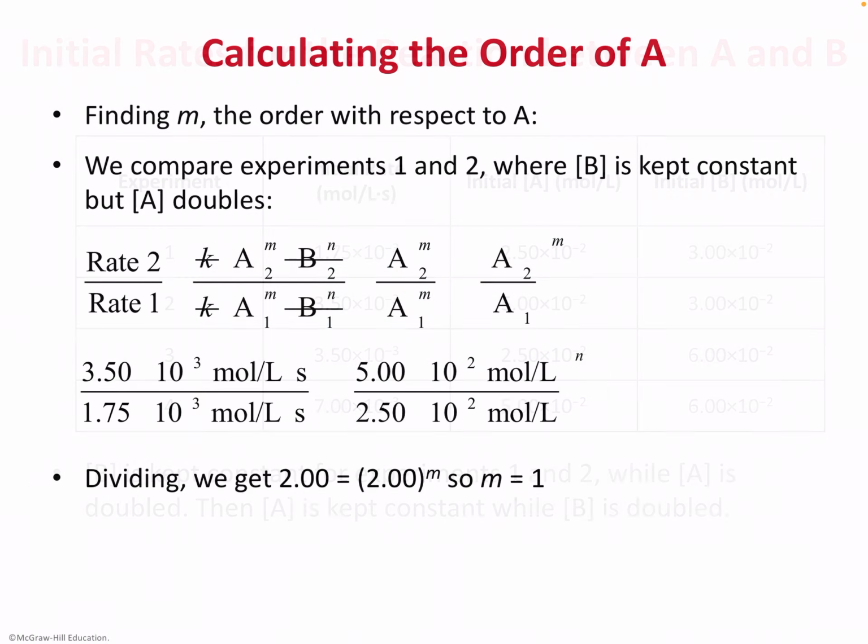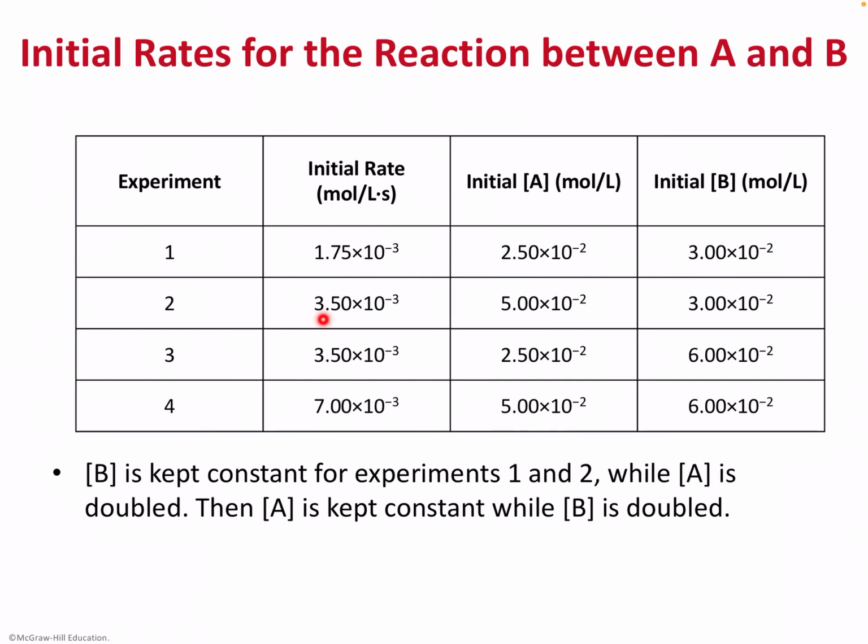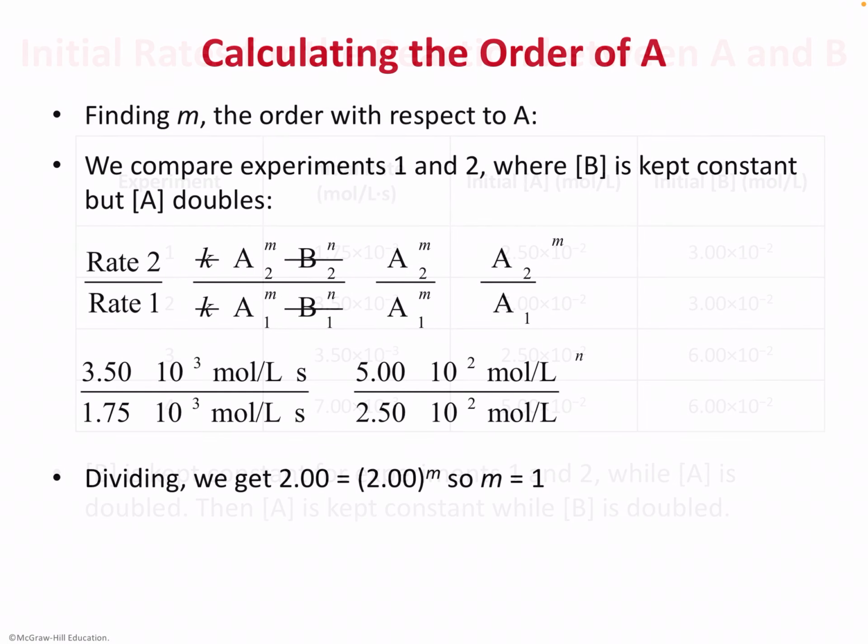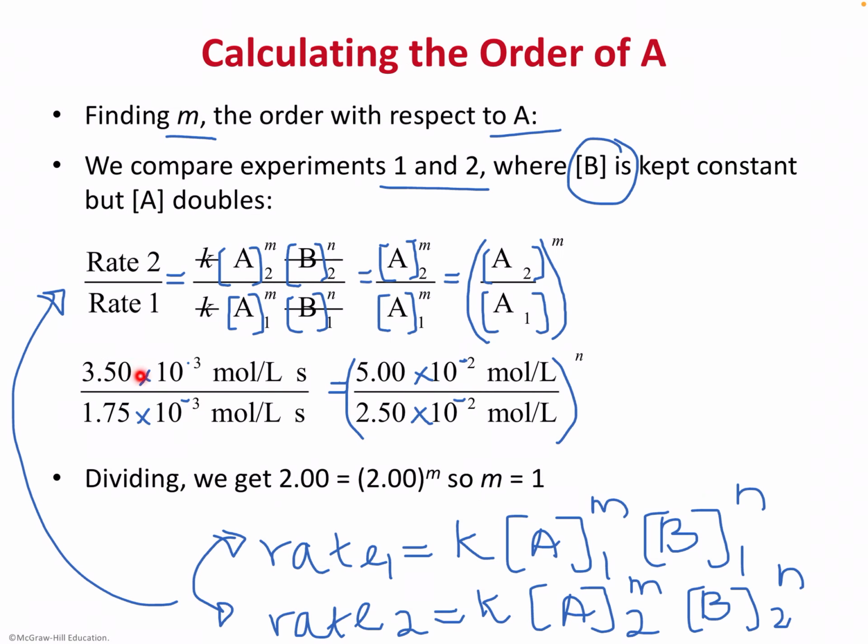And rate 2, remember the rate 2 from here? Initial rate 2 is 3.50, rate 1, 1.75. Concentration of A for experiment 2, 5 into 10 to the negative 2. Concentration of A in experiment 1, 2.5. So we use these data. We divide 2 by 1 because 2 has a higher number, so we can get whole numbers. So you can see here rate 3.5 into 10 to the negative 3 over 1.75 into 10 to the negative 3, and concentration of A2 5 into 10 to the negative 2, and concentration of A1 2.5 into 10 to the negative 2.